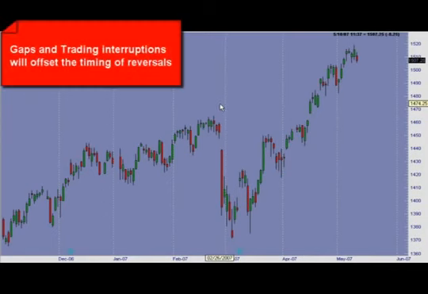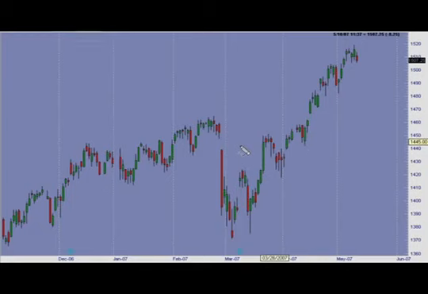Gaps and trading interruptions will offset the timing of reversals. Many times a market will exhibit things that are out of the ordinary for it. For example, in this S&P E-mini, you'll see at times on the daily time frame, the market will jump or gap in price level. These gaps do impact the timing of the market when using your reversals, and so they have to be considered.